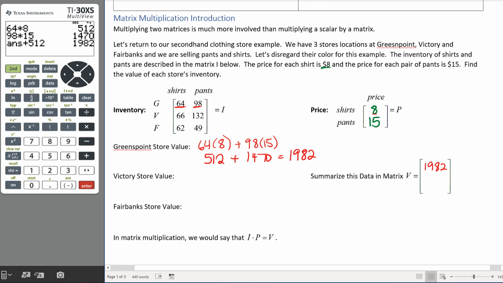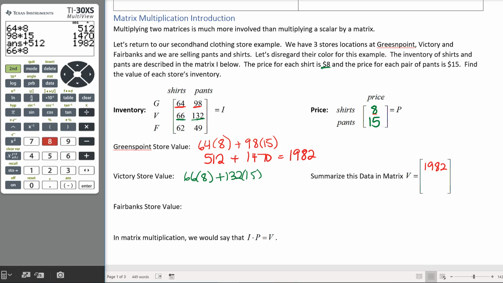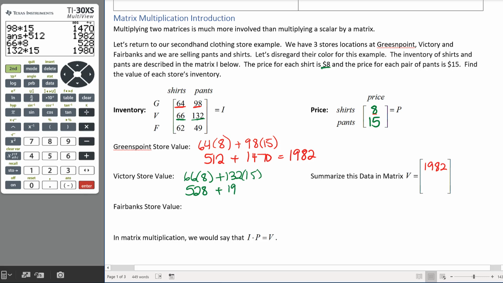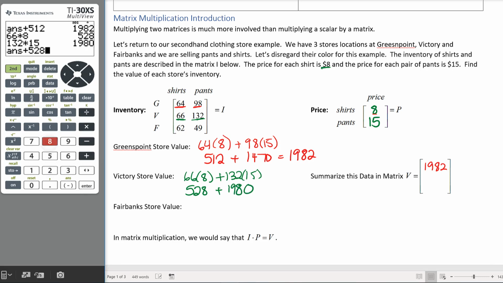Now let's do that again for the Victory store. So the Victory store has 66 shirts, and each of those shirts cost $8. Plus it has 132 pants, and each of those are worth $15 to the store. So if I take 66 times 8, that gets me 528, plus 132 times 15, that's going to get me 1980. And when I add those two together, I'm getting $2,508 of value in my inventory. And I'm going to go ahead and put that in the second row in my V matrix.